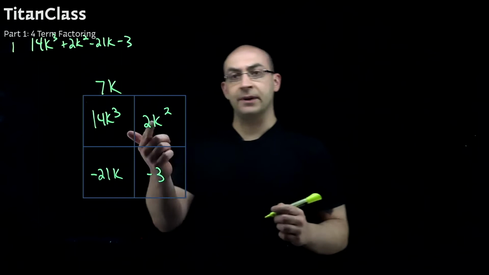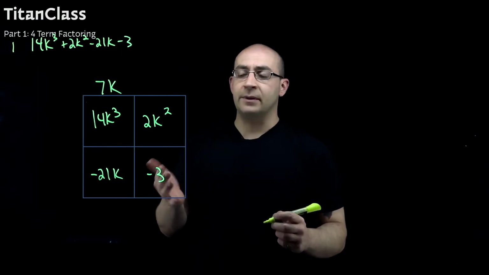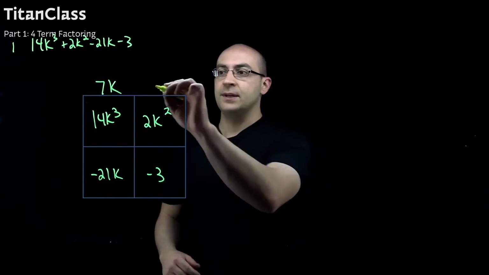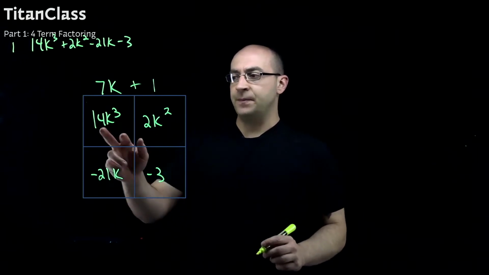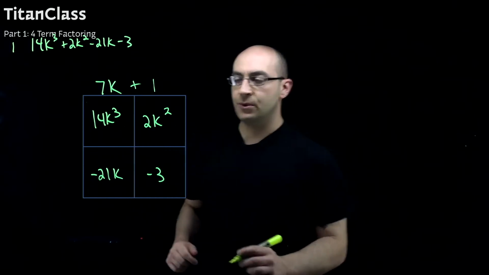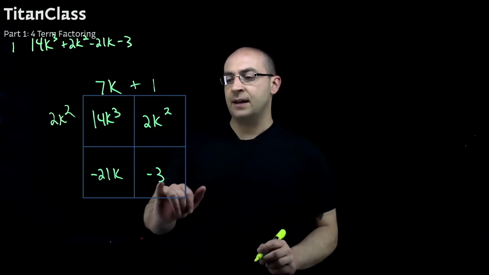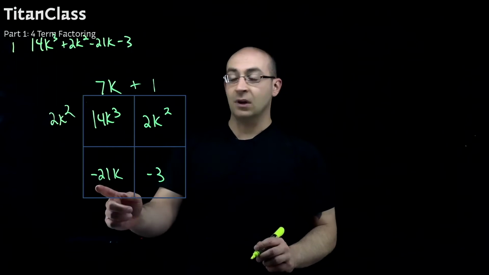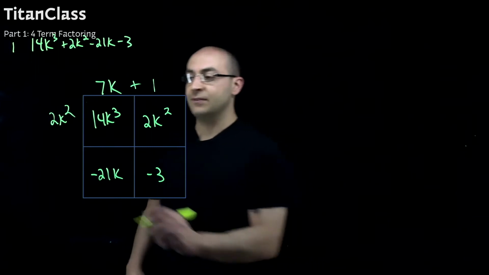21k squared and negative 3. I can't really take anything out here. They don't have anything in common, but because that box is empty, I still have to take something out, right? So it's going to be a 1 that comes out. That's a plus 1. 14k to the third and 2k squared: I can divide both by 2, and they both have k squared, so 2k squared is going to come out. Negative 21k and negative 3. Remember the rule of thumb: when this box runs with a negative in front, I've got to take the negative out. So I'm going to factor by negative 3 here, right?